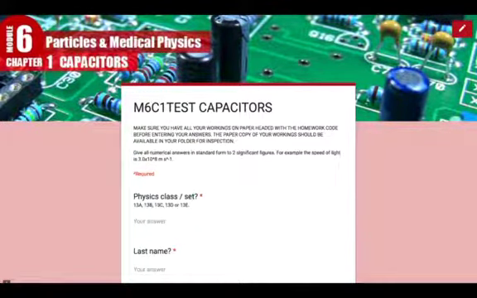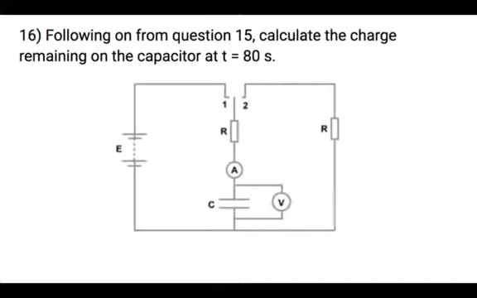M6C1 test capacitors. Question 16, which follows on from 15, which follows on from 14, which follows on from 13. Question 16, possibly the mother of all capacitor questions. So the question is, calculate the charge remaining on the capacitor at time t equals 80 seconds.